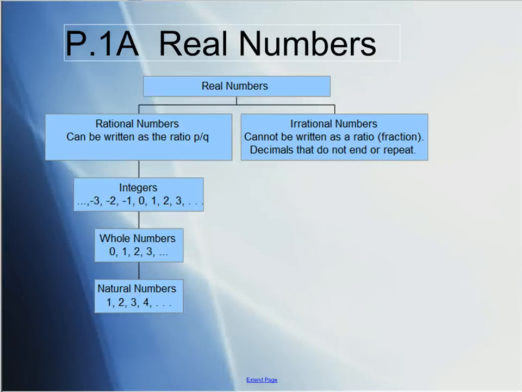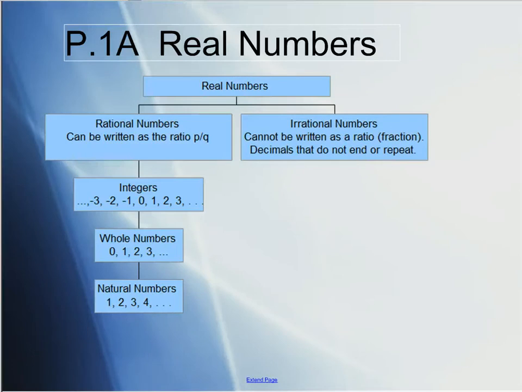College algebra students, today we're going to look at the first half of section P1, real numbers. The real numbers can be broken down according to the flowchart that you see on this slide. Real numbers are made up of both rational numbers and irrational numbers.